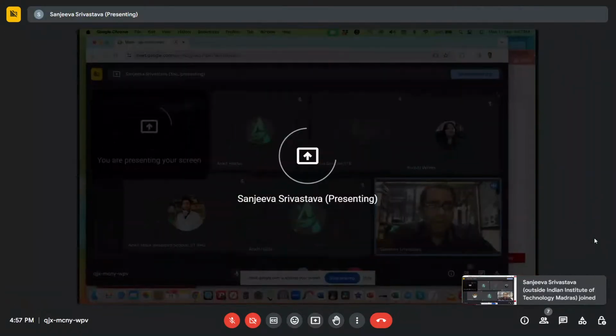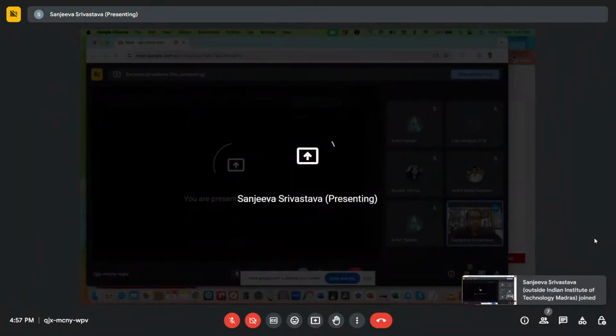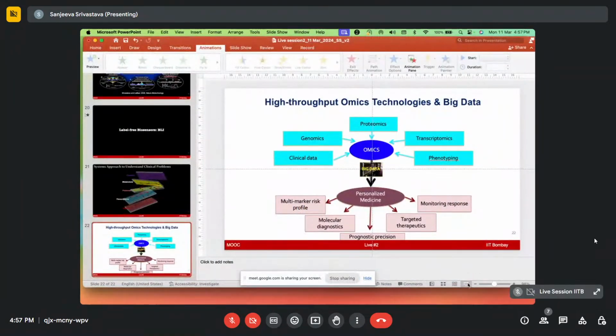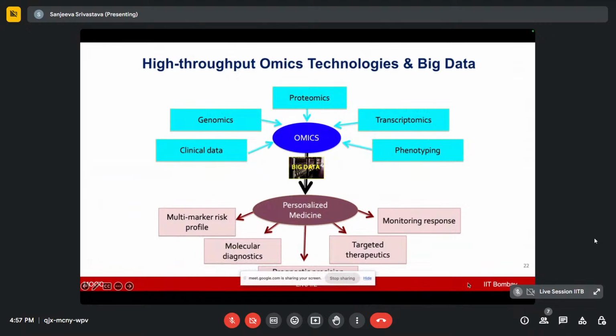But otherwise, let me just give you an overview of not only today's session, but in general, why we are talking to you about so many new technologies. Whatever areas of life science you are working on, these omic technologies have a lot of potential to bring new leads, new hypotheses forward.